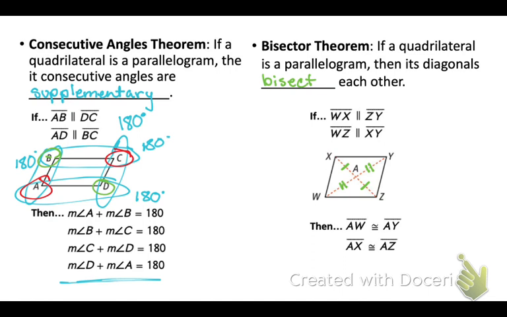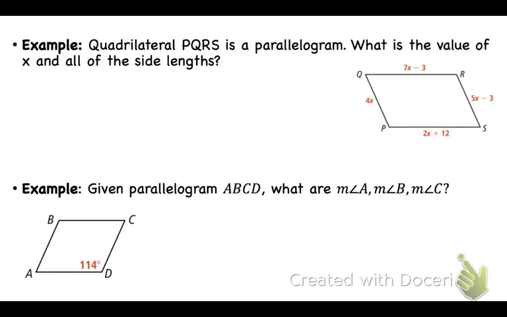So with all this information that I've given you on the front, we're going to just find different parts of parallelograms. That's what we're doing today. Okay? Everyone good? Okay, the quadrilateral PQRS is a parallelogram. What is the value of x for all side lengths?